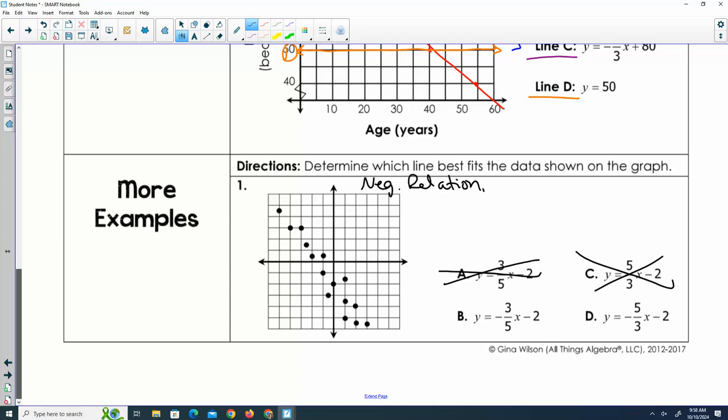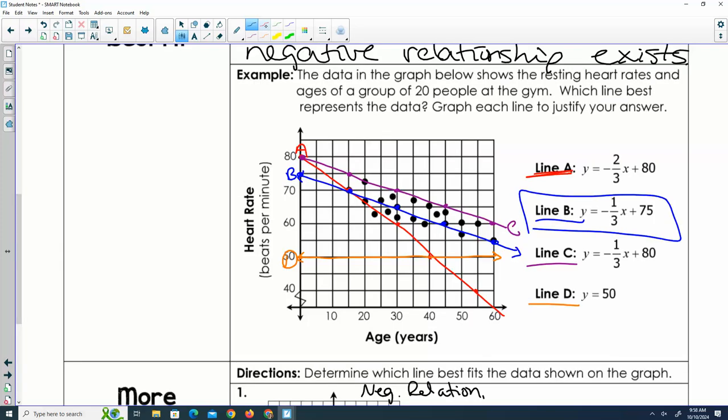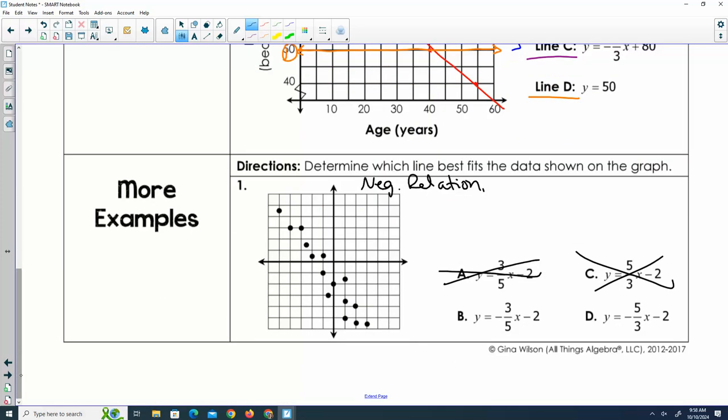So then if I want to graph B, my y-intercept is -2. My slope is -3, so down 3 over 5. Or you could go up 3 and backwards 5.